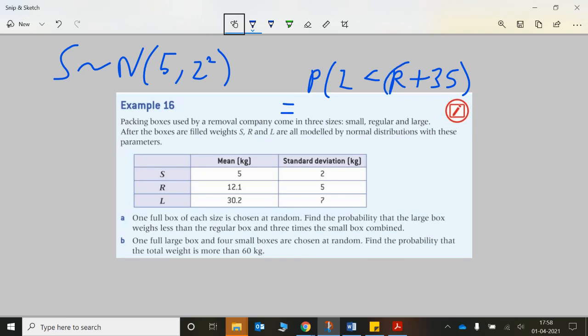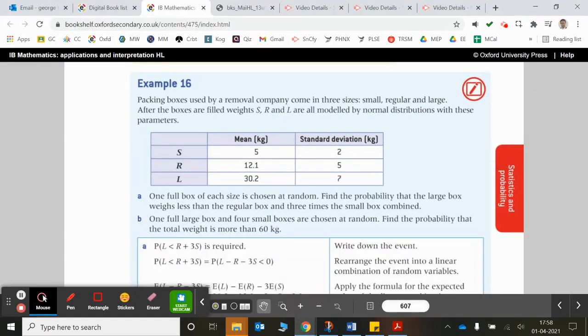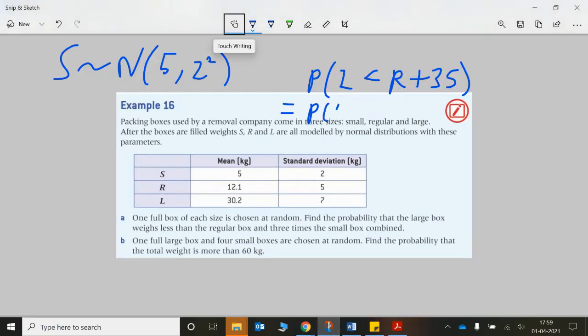And that's to bring everything over to this side. So either way round, really. So let's be consistent with what the book does. What do they do? Okay, so they take everything to the left-hand side, right? So they do L, take away R, take away 3 lots of S is now less than 0. That's now an equivalent question.